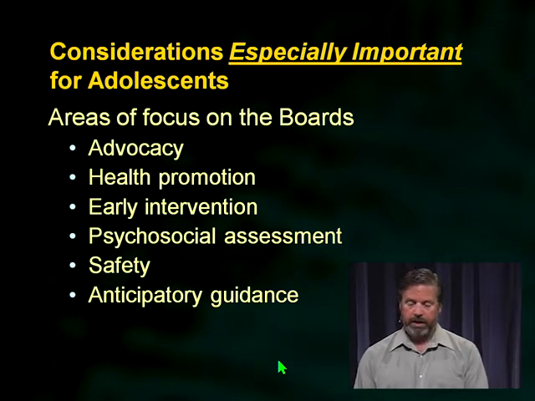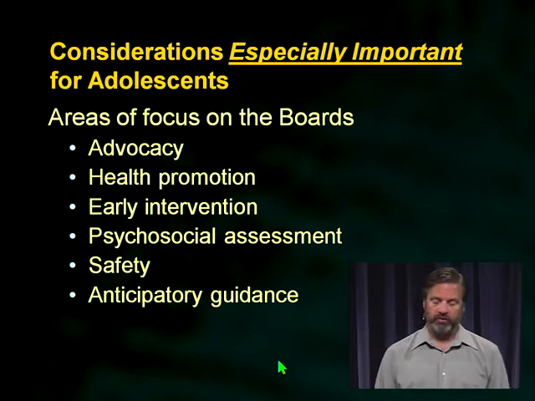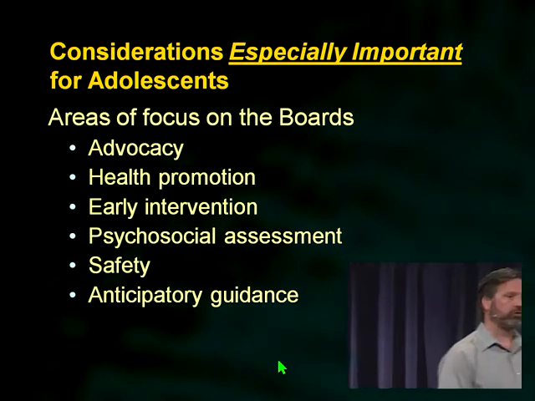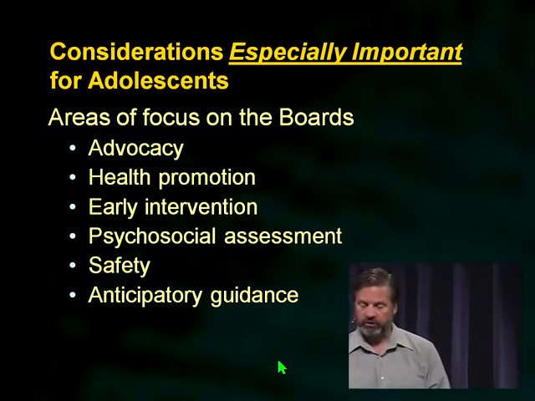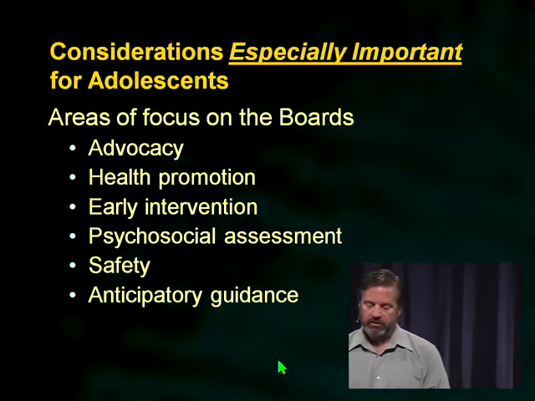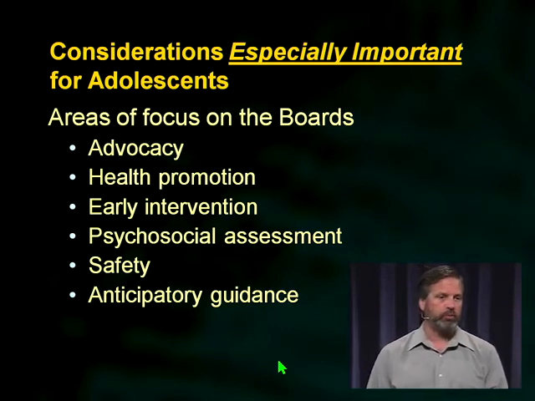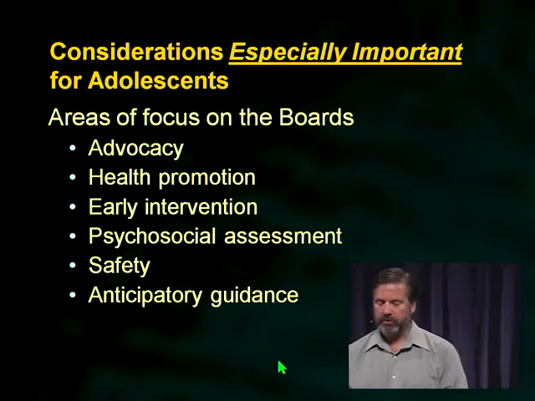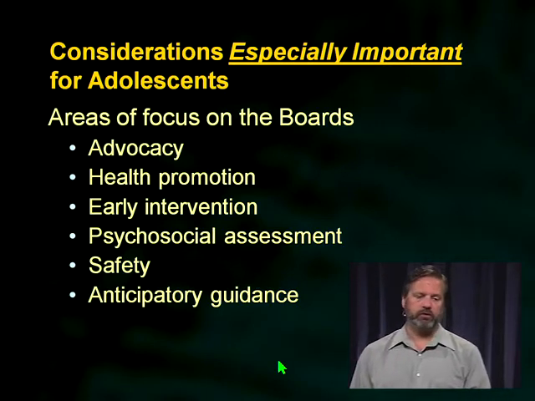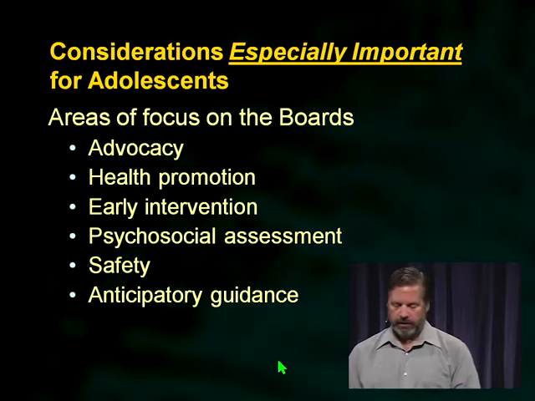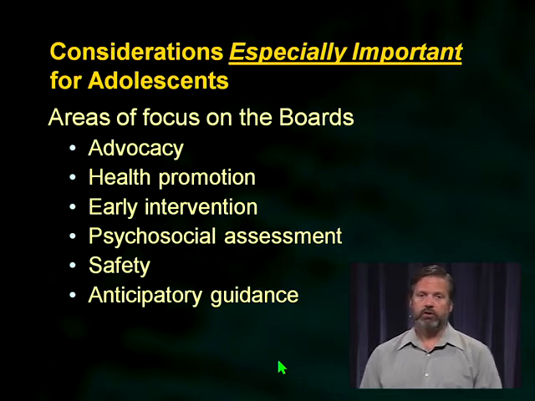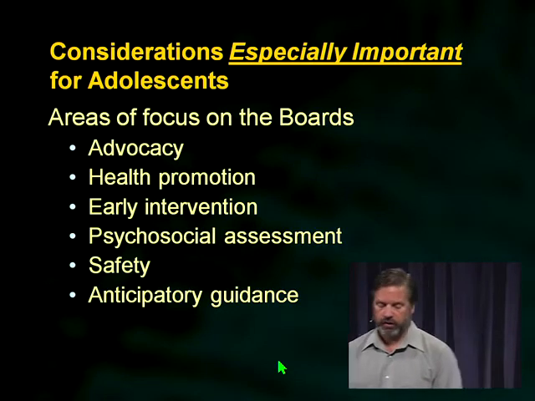So things to think about that are especially important that the boards tend to focus on. A big one is advocacy. That is you as the pediatrician being an advocate for the patient. Health promotion, early intervention, especially in preventable diseases. A psychosocial assessment, which is especially important in adolescence. Personal safety. We'll talk a little bit about motor vehicles, about substance use, about handguns, that kind of thing. And certainly around conflict resolution. That's a huge issue, is trying to help teach your adolescents an effective way to resolve conflict.